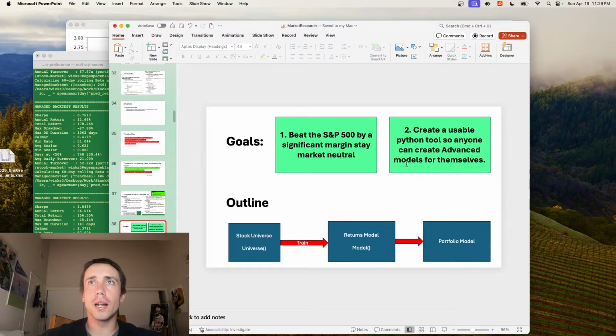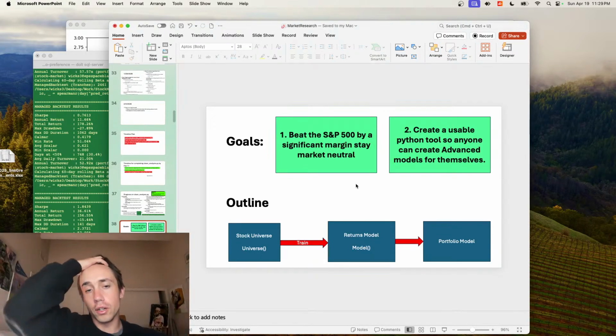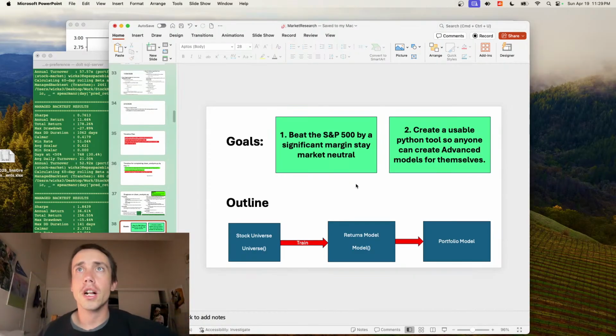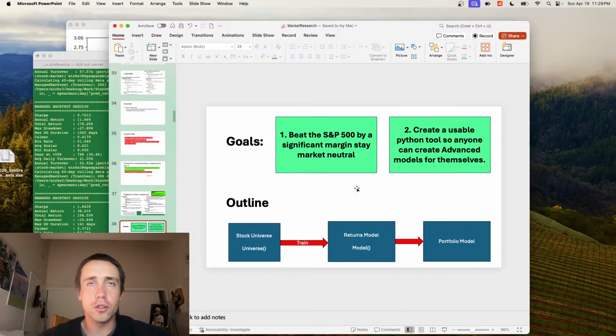My third goal is, so I'm writing all of this in Python. I'm generalizing it so you can do it for anything. And so I want to use this generalized version to create a usable Python tool so anyone can implement these strategies for themselves.